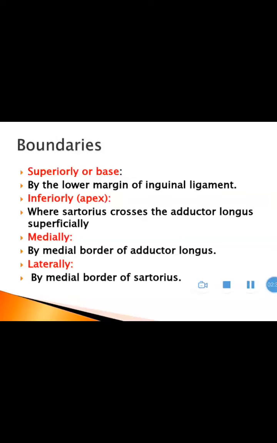Superiorly, it forms the base, and superiorly, the base is formed by lower margin of inguinal ligament. Inferiorly, there is apex, and it is formed by sartorius muscle crossing over adductor longus superficially. Medially, it is bounded by medial border of adductor longus, and laterally it is bounded by medial border of sartorius.